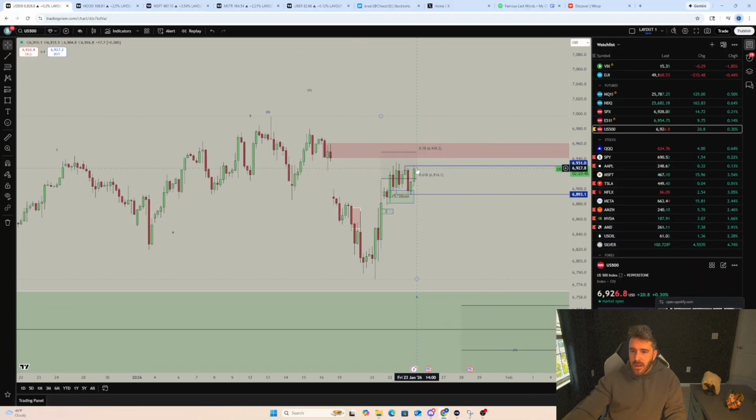So if this high right here is taken out, I am looking for an entry into supply. My thought, we're going to reverse, come back and take out this whole area. Possibly a good retrace to another golden zone or a whole bear structure, and we come into this big old daily demand I have down here.